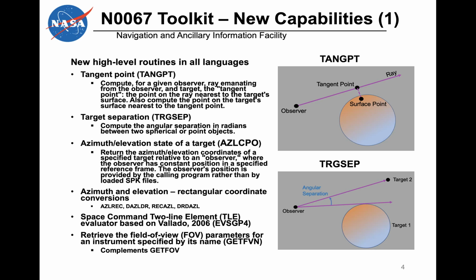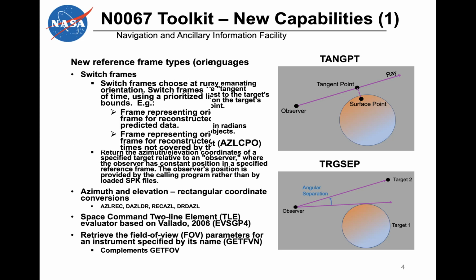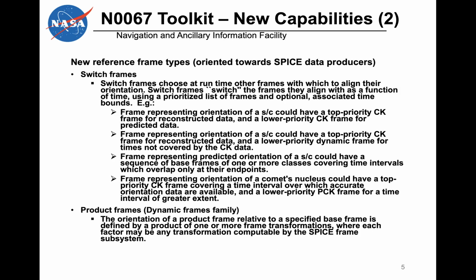Finally, there's a new addition, which is convenient. It complements the already existing getFov API and retrieves the field of view parameters for an instrument, but specifying its name instead of its numeric ID, which is quite helpful. So, moving forward with new capabilities, there are new reference frame types.